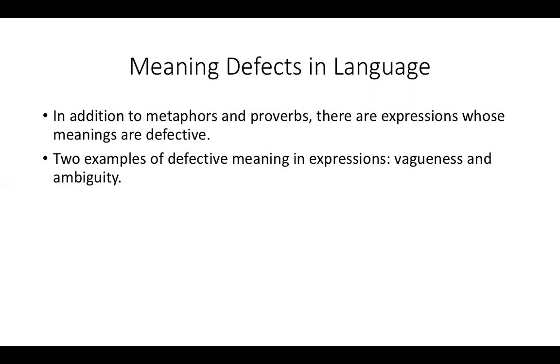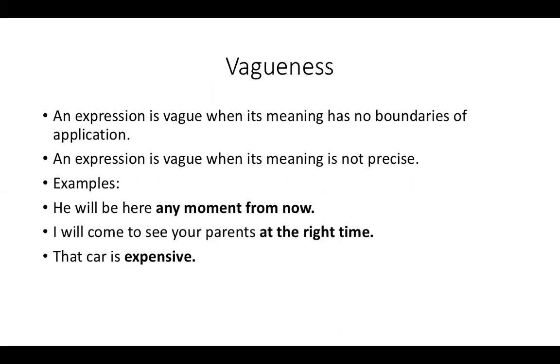So let's look at some meaning defects in language. In addition to metaphors and proverbs, there are expressions whose meanings are defective. Two examples of defective meaning in expressions are vagueness and ambiguity. So let's begin with vagueness, because now we're looking at defects in meaning.